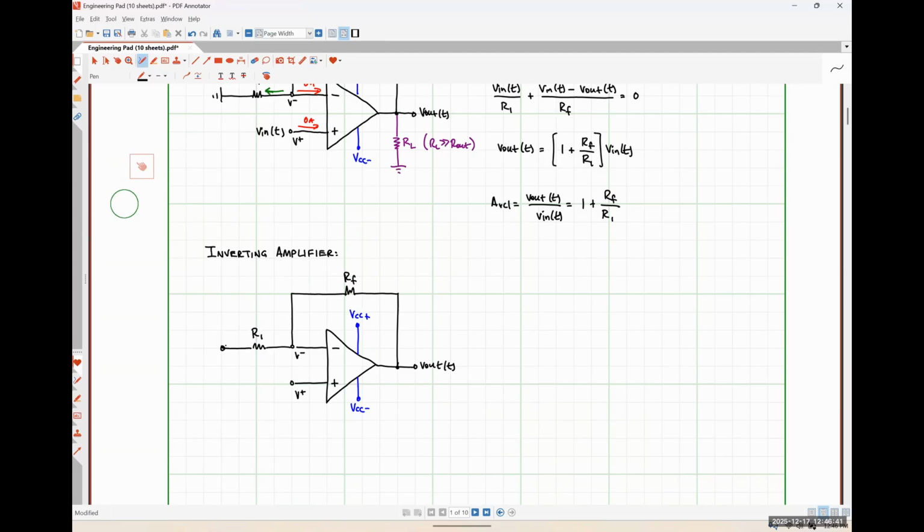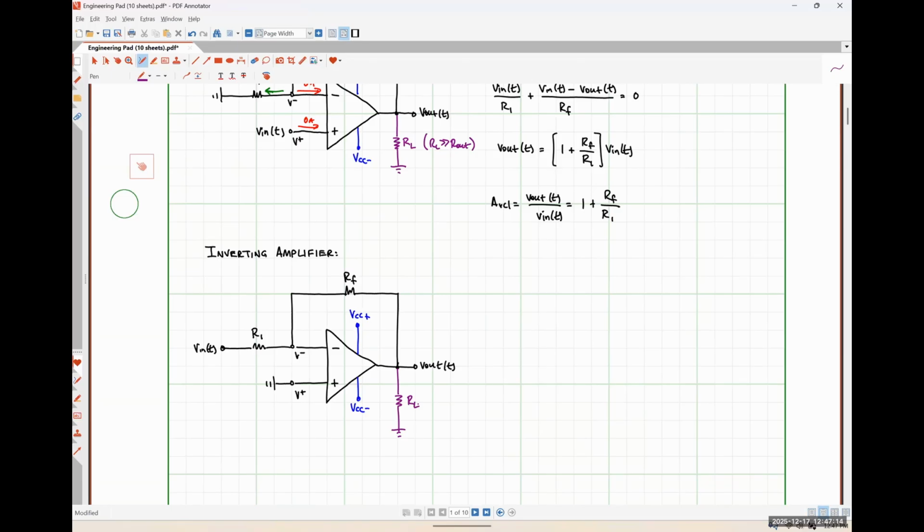But instead of grounding this left-hand leg of that resistor R1, now I'm going to apply my input voltage here. And I'm going to ground that non-inverting input node like so. And this can be used to drive a load as well. So I'll throw an RL down here for good measure. And once again, anytime I draw a load resistor, it needs to be significantly larger than the output resistance of the op amp.